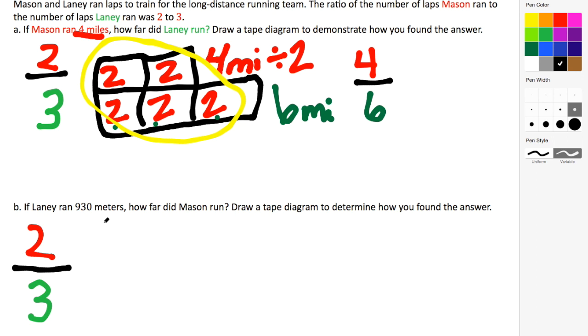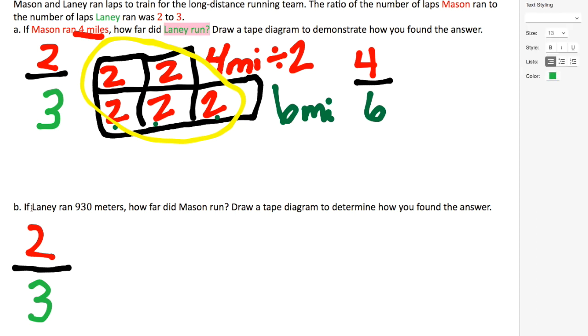And now we want to know if Laney ran 930 meters. No, first of all, that's Laney. Goodness, so we better highlight Laney. Laney runs 930 meters now. So when Laney runs his 930 meters, how far does Mason run? We don't know. So we're switching it up a little bit here too. We know how far Laney runs, but we don't know how far Mason runs.